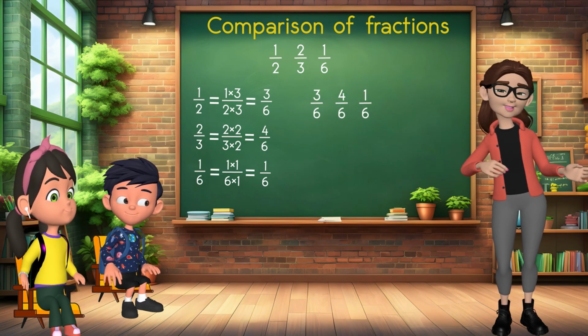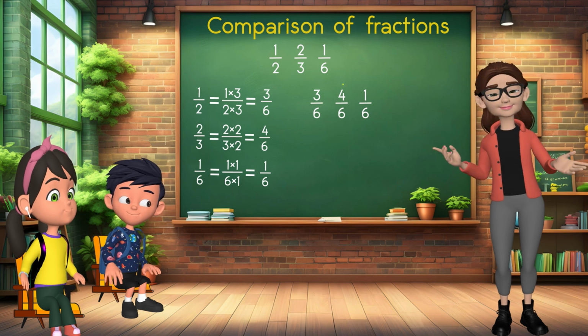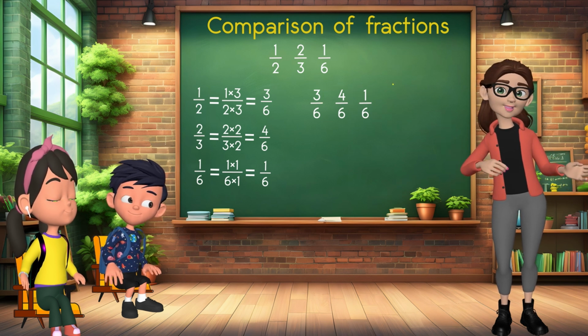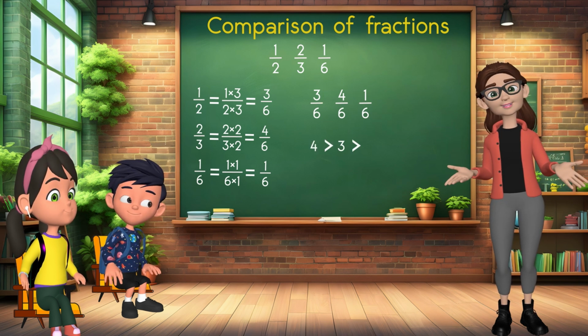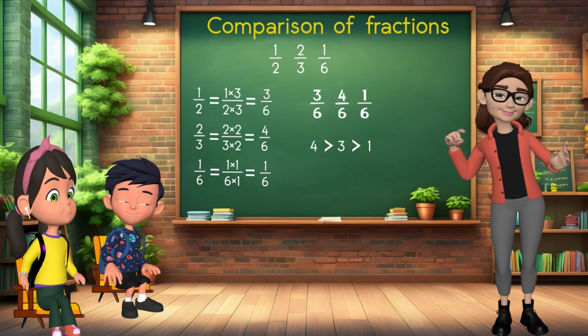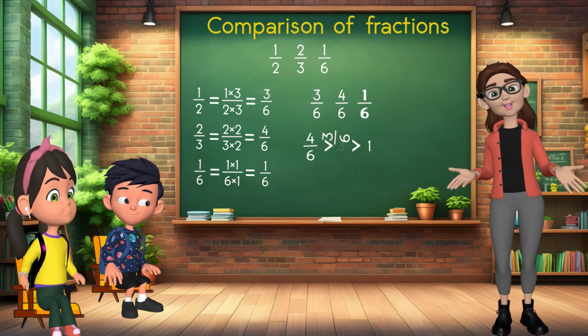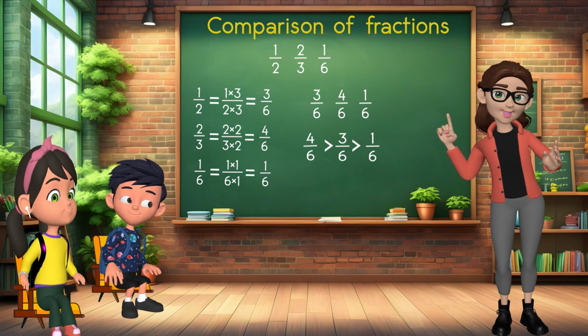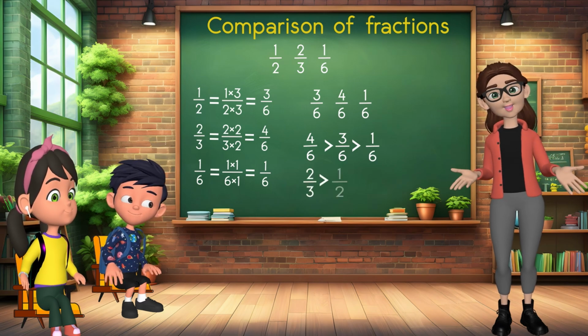The top numbers are 3, 4, 1. Now arranging in descending order, we get 4 greater than 3 greater than 1, that is 4/6 greater than 3/6 greater than 1/6, that is, 2/3 greater than 1/2 greater than 1/6.